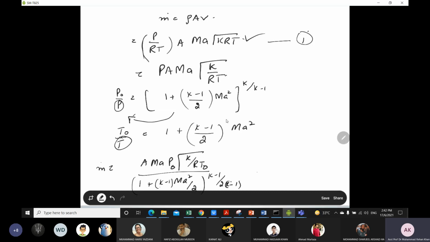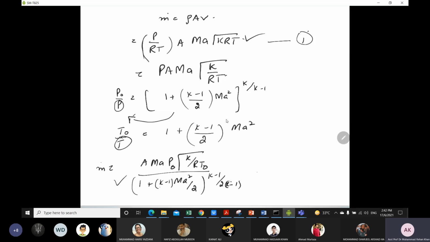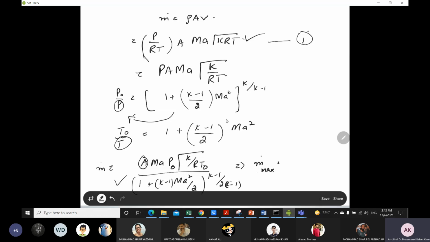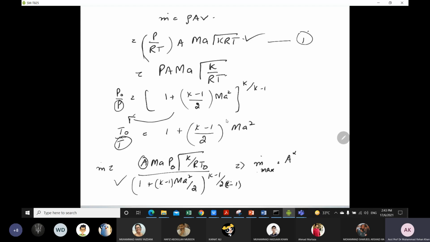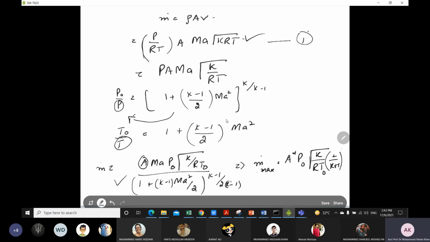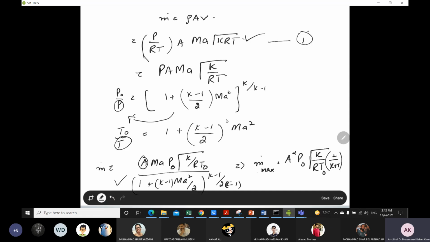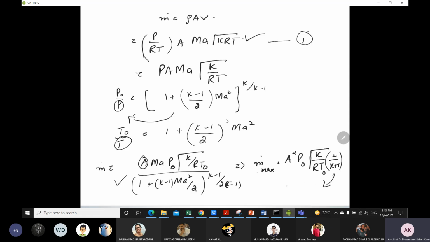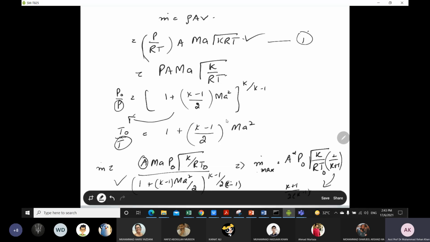If we put the value of Mach number equal to 1 in this equation, you will get the maximum mass flow rate. Also you have to replace this area by A star, because the maximum mass flow rate is at the critical point. So the area related to this is A star: P naught A star under root K divided by R T naught, times 2 divided by K plus 1, to the power K plus 1 divided by 2 times K minus 1. So this is the equation for the maximum flow rate.